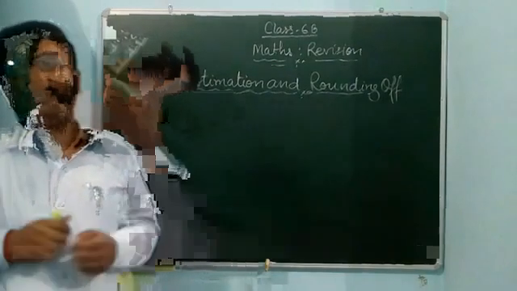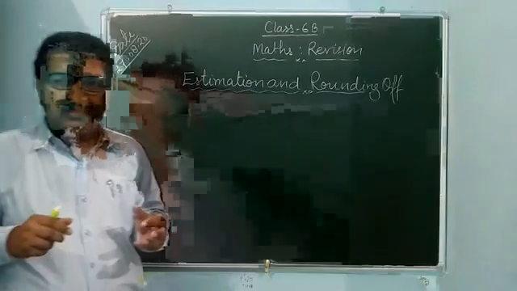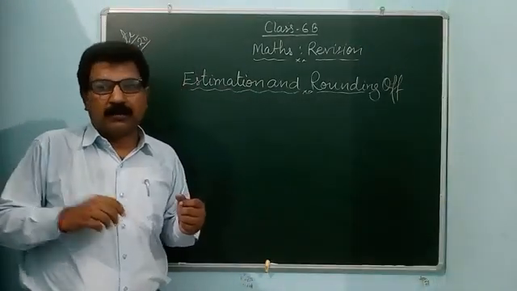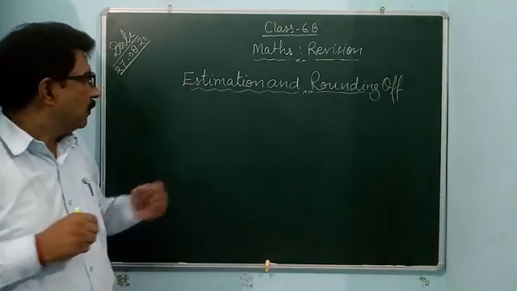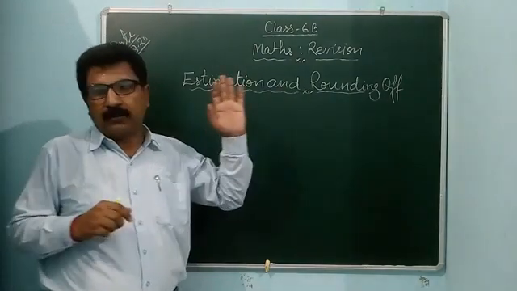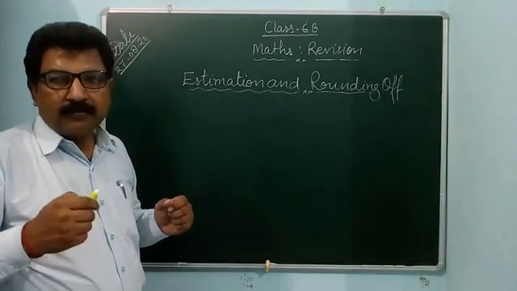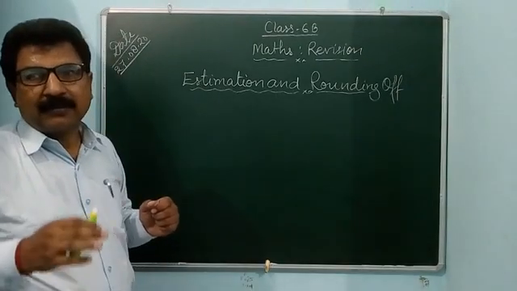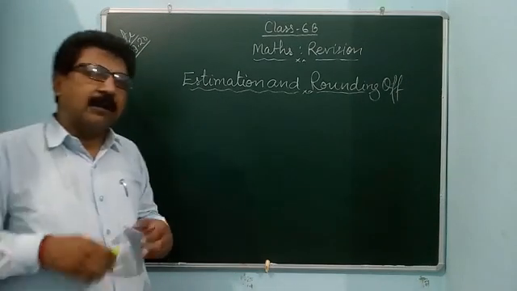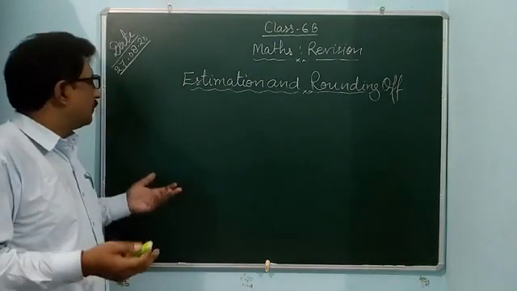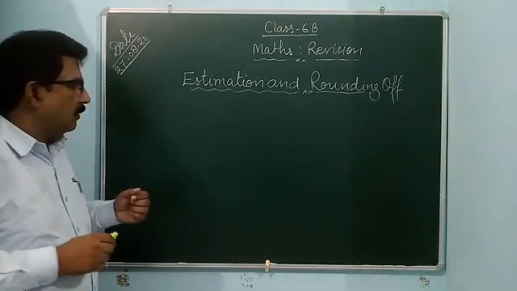Estimation and rounding of the numbers. How can you estimate and how can you round the numbers? Estimation and rounding of numbers as tens, estimation of 100, estimation of 1000. So estimation of 10, how can you do it?